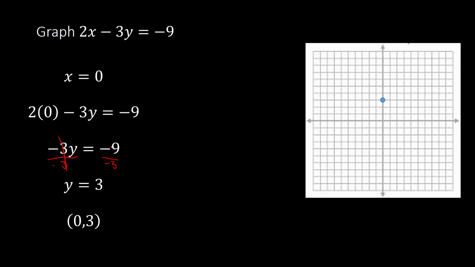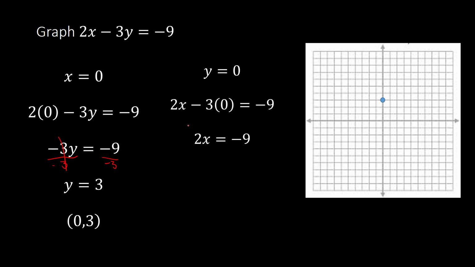And then plug a 0 in for y. So then we plug a 0 in for y. We have 2x minus 3 times 0 equals negative 9. 3 times 0 is 0. So we have 2x equals negative 9.